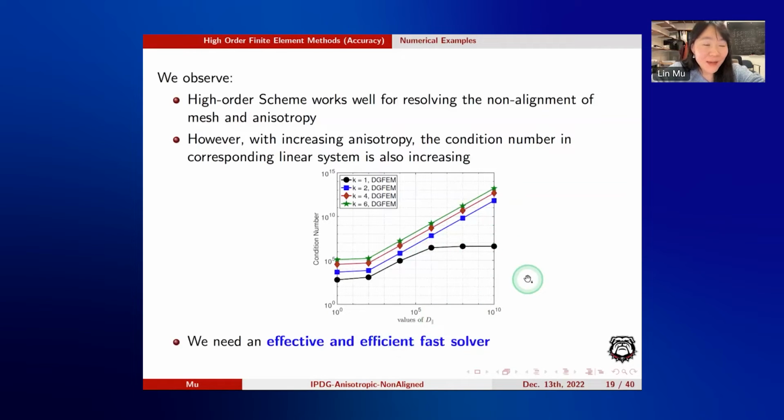Probably I will pause a little bit and take your questions. Let me know if you have any questions about our high order numerical solver. Okay, so I will continue with the second part.